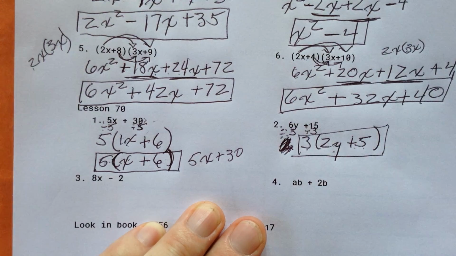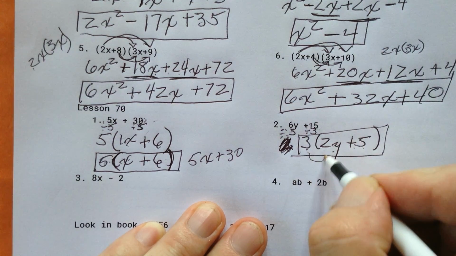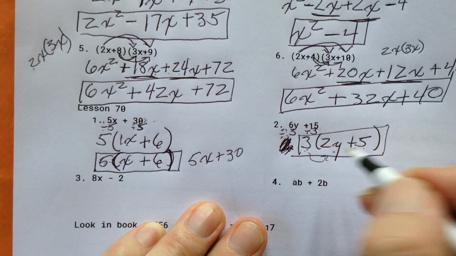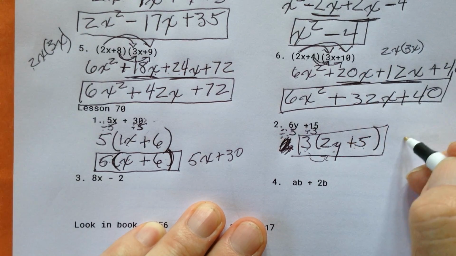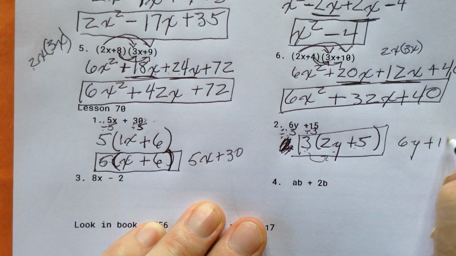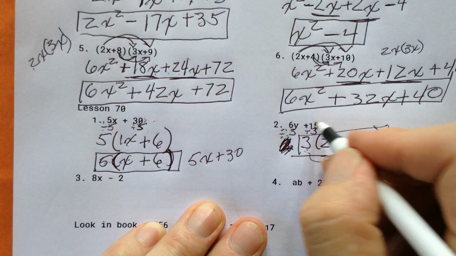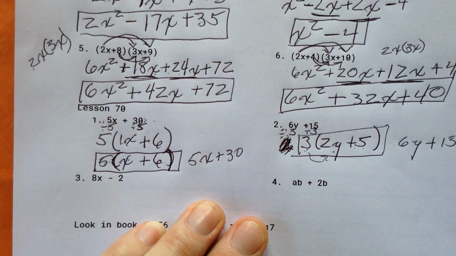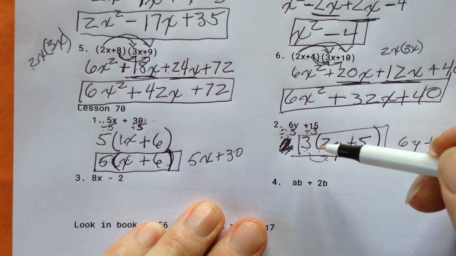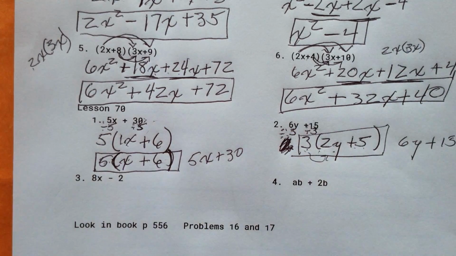It's been reduced down. But you can check it by doing what we were doing up here. If I do the distributive, 3 times 2y would be 6y. And 3 times 5 would be 15. So this is correct because I ended up right back where I started. The opposite of multiplying is dividing. The opposite of dividing is multiplying.